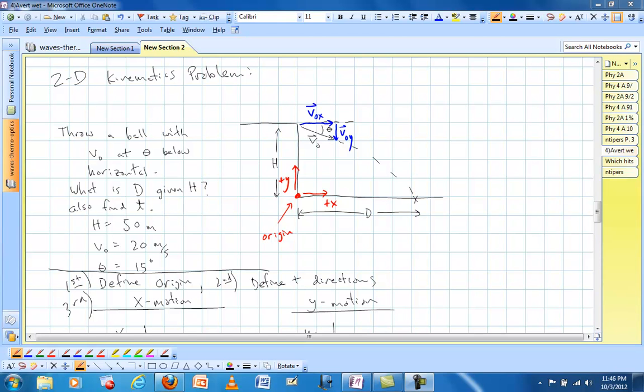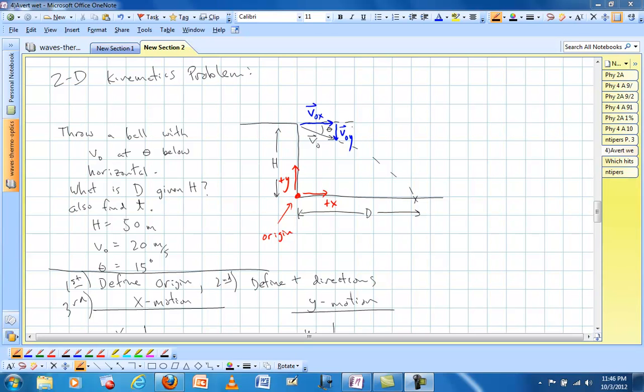Here's a 2D kinematics problem to try. You're standing at the top of a cliff. You throw a ball with initial velocity v0 at an angle theta below the horizontal. So it's going to be going in the downward direction when you let go of it.